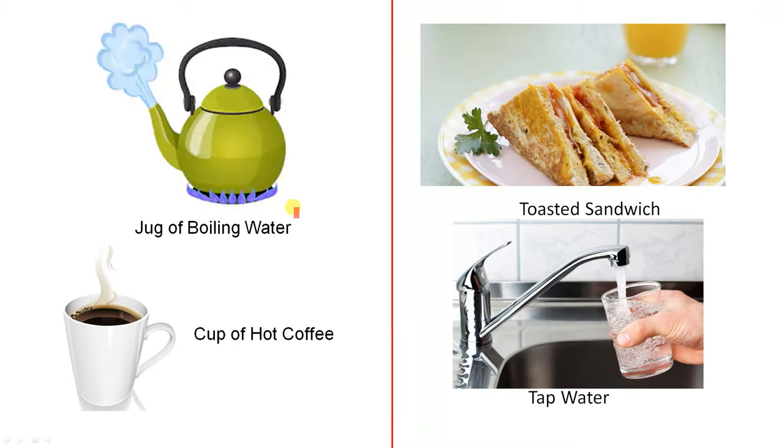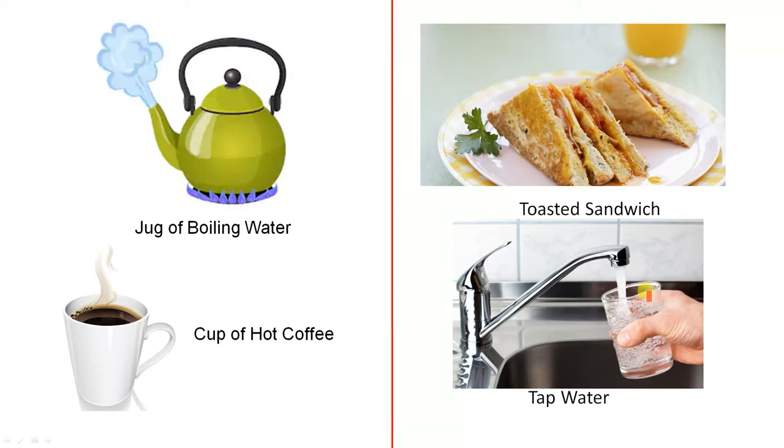Here's a jug of boiling water. You can see that by the steam. It's probably just boiled. And the next in line we have a cup of hot coffee. Again, a different type of heat than that. It's probably not as hot as the boiling water. Toasted sandwiches are warm, not as hot as the cup of coffee.